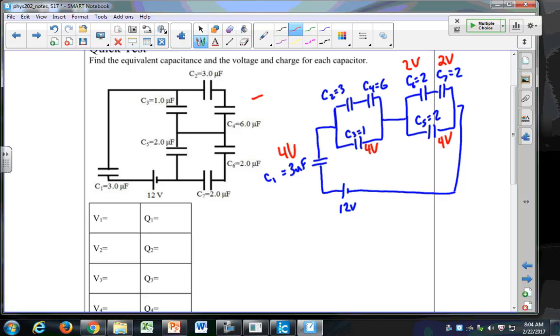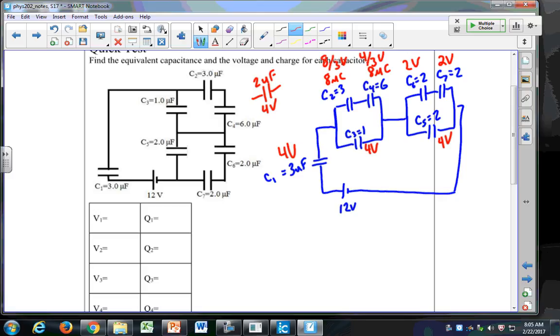Let's see, the equivalent is 2 microfarads with 4 volts. That means I have 8 microcoulombs here and 8 microcoulombs here. So my voltage will be, V is Q over C. My voltage will be 8/3 volts and 4/3 volts.